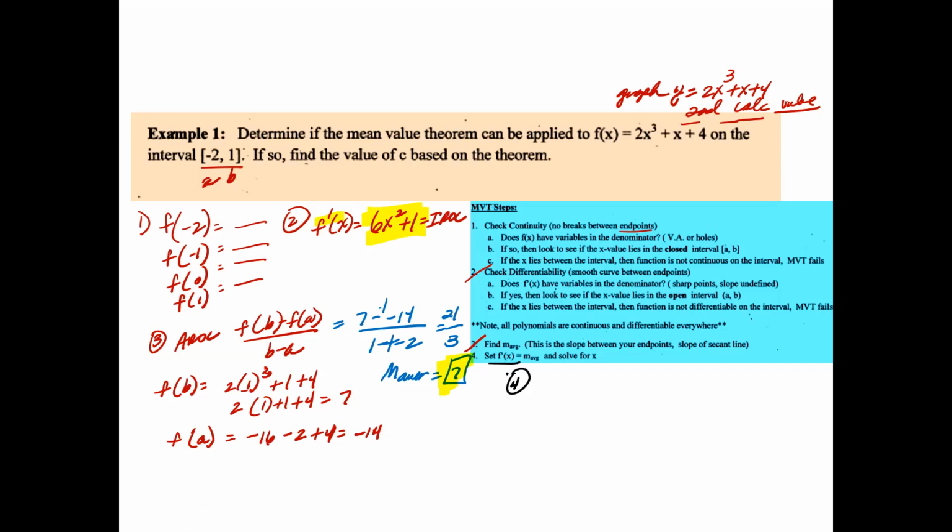So here we go. Set f prime of x equal to that, solve for x. So I have 6x squared plus 1 is equal to 7, minus the 1, 6x squared equals 6, divided by 6, x squared equals 1, so x equals plus or minus 1. And that is my answer.